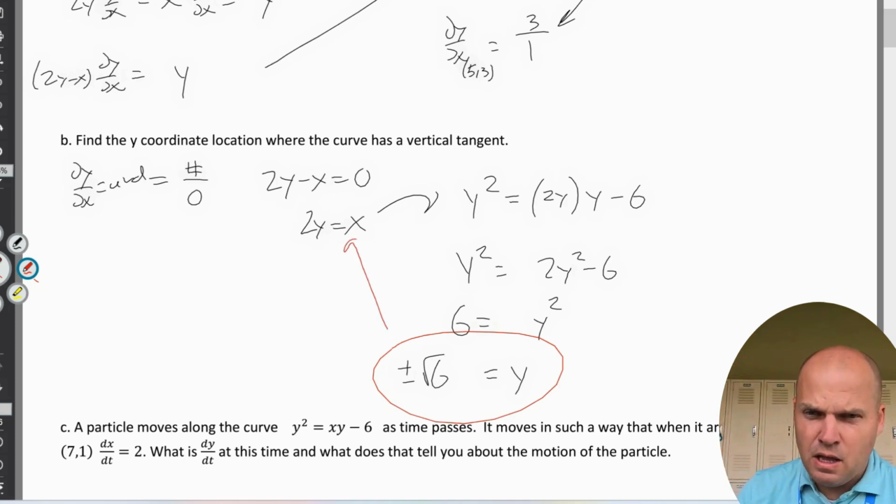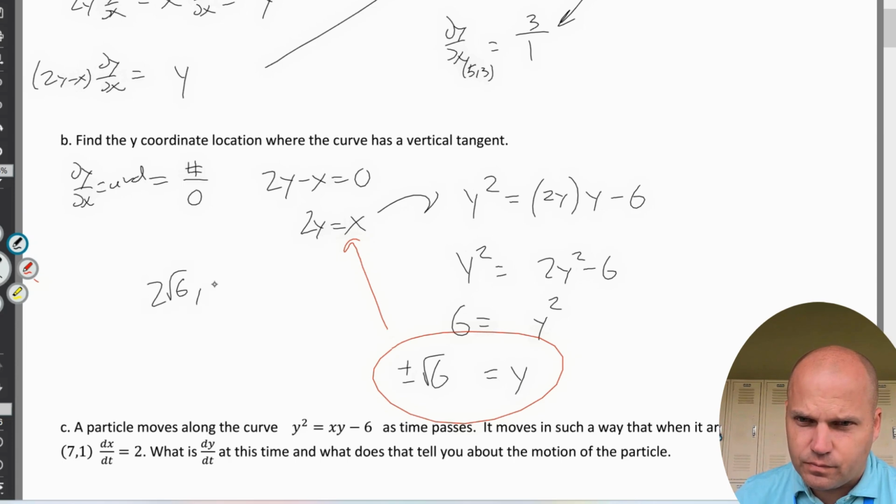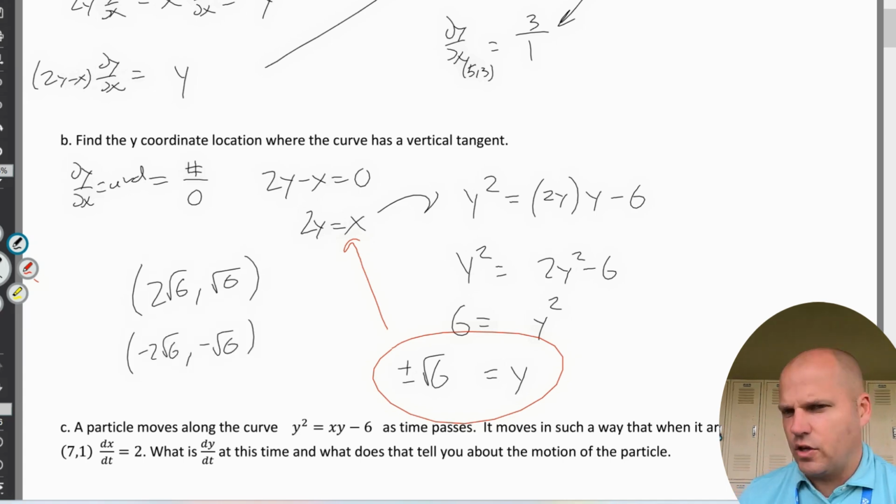If you were to find the x coordinate location, since you already plugged this into your original curve, your x would be 2 root 6. It'd be 1 point, and then negative 2 root 6. That's your other point.